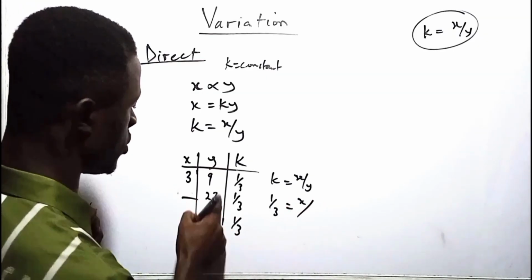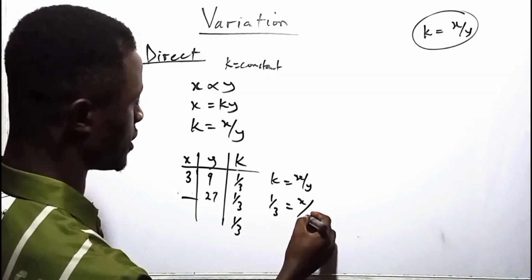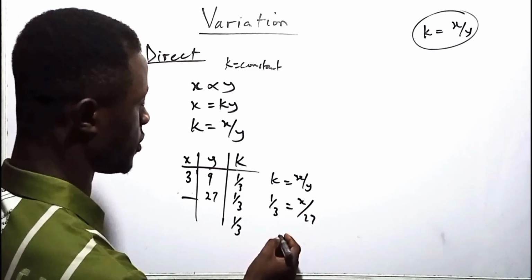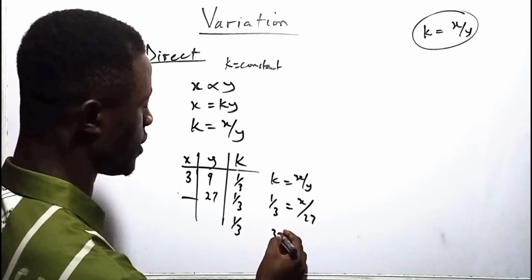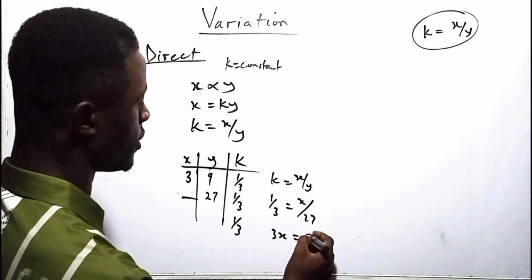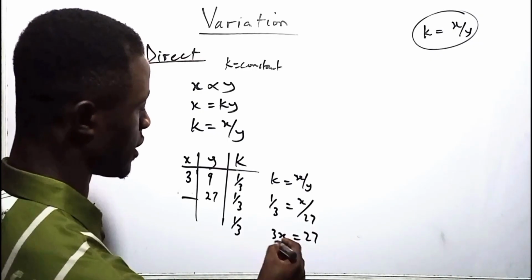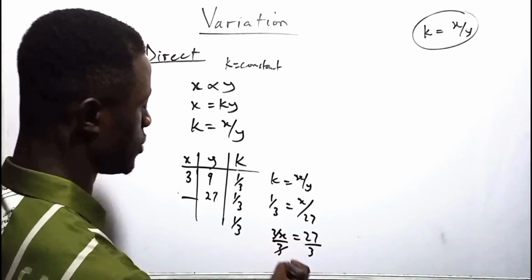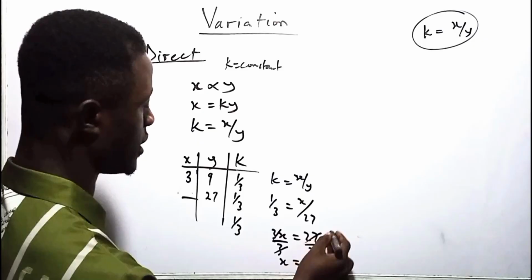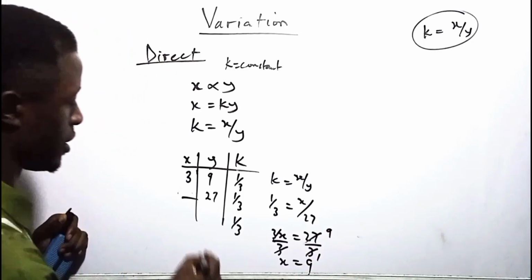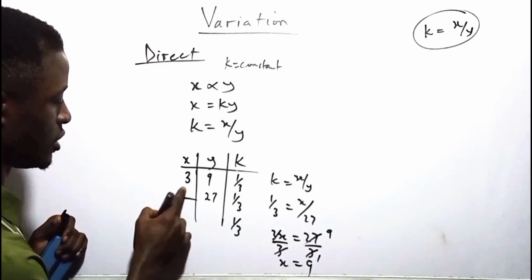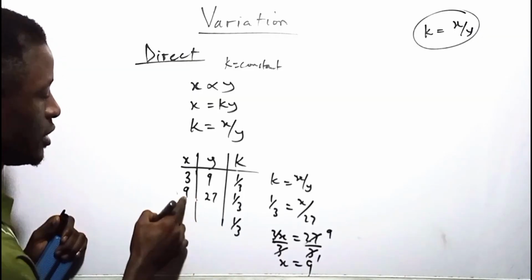But you have been given y, which is 27. So you write 27. You now cross multiply. 3 will multiply x to give us 3x, is equal to 1 multiplied by 27, which gives us 27. Divide both sides by 3. This will cancel this. x is equal to 27 divided by 3, which is 9. So you write 9 here. So your new value for x here is going to be 9.